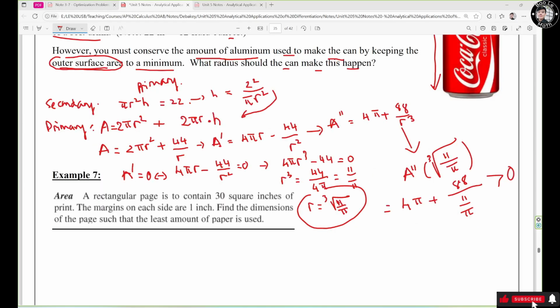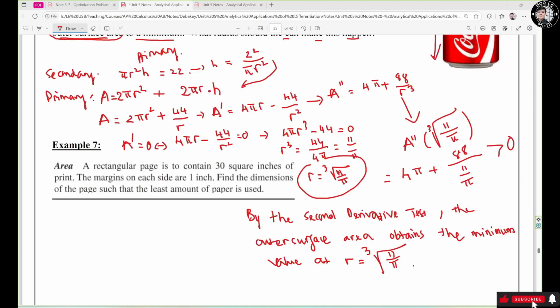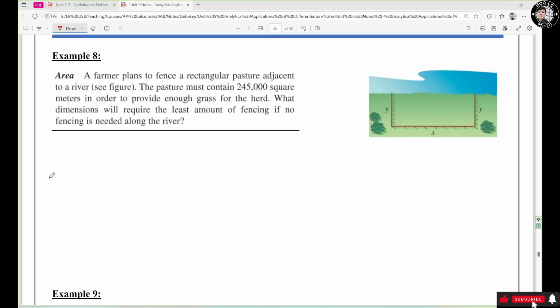By the second derivative test, the outer surface area obtains the minimum value at the radius equal to the cube root of 11 over pi. Now let's move on to example number 8.